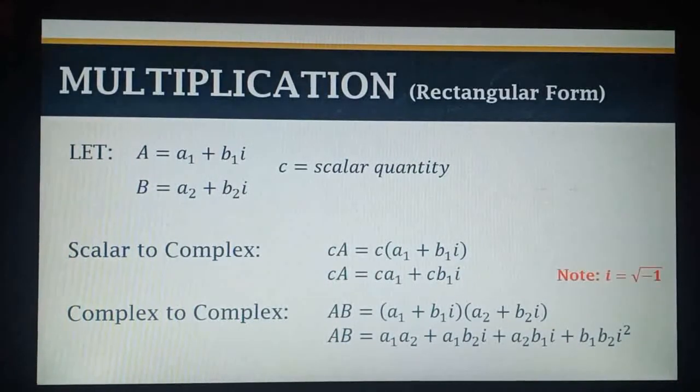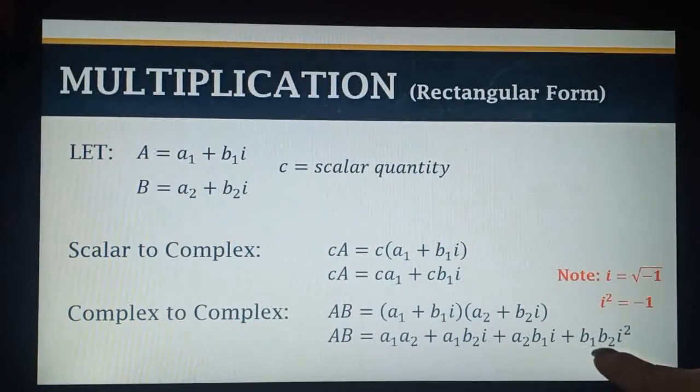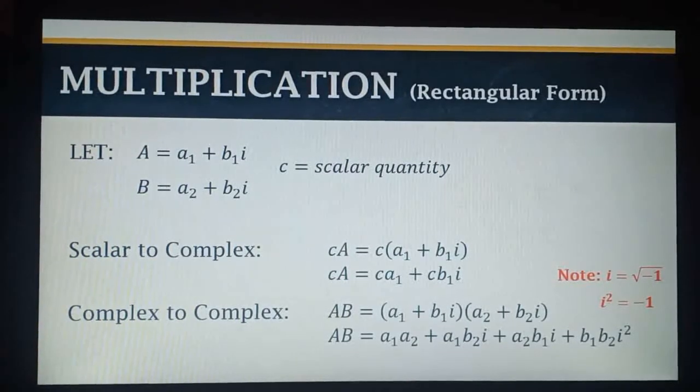Knowing that i is equivalent to the square root of negative 1, if you square both sides, you will have i squared. When we square the square root, the square root just cancels. So the value of your i squared is negative 1. So this one can be replaced by negative 1, and this term will be negative B1, B2. The i disappears, and therefore, when there is no i anymore, that is considered to be real.